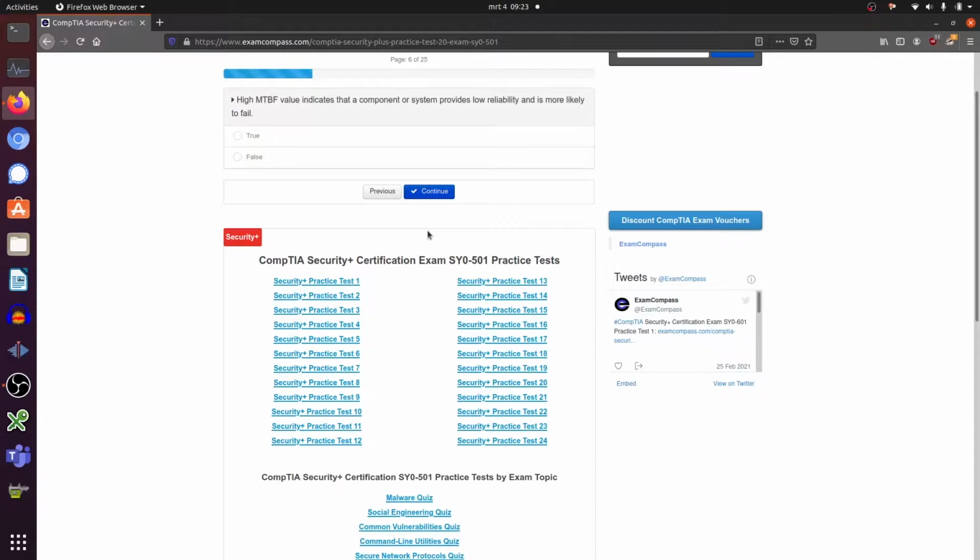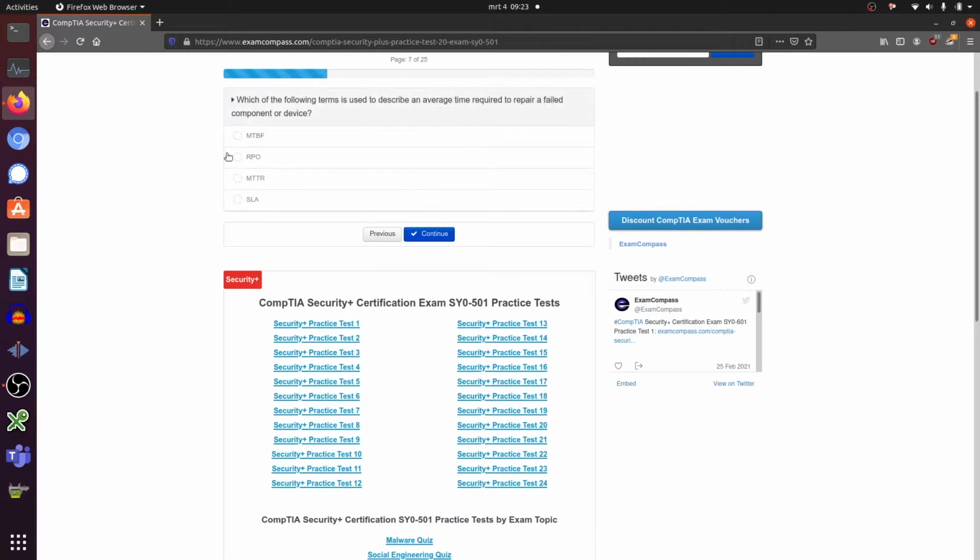A high MTBF value indicates that a component or system provides low reliability and is more likely to fail. That's not correct. Again, it's all about these terms that you need to know what they're standing for. Which of the following terms is used to describe an average time required to repair a failed component or device? MTTR.